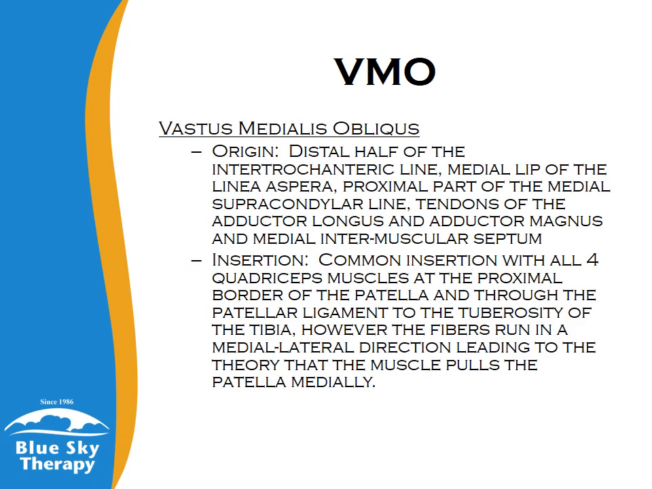The origin of the VMO muscle is the distal half of the intertrochanteric line, medial lip of the linea aspera, proximal part of the medial supracondylar line, tendons of the adductor longus and adductor magnus, and medial intermuscular septum. The VMO has a common insertion with all four quadriceps muscles at the proximal border of the patella and through the patellar ligament to the tuberosity of the tibia.